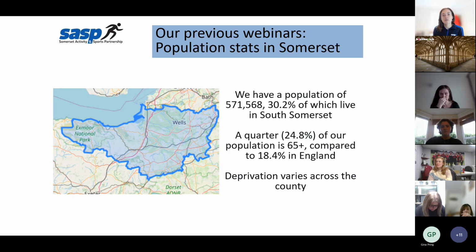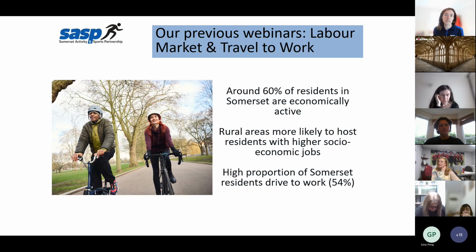Just a quick overview of what we've spoken about before. At previous webinars, we did one on population statistics. Here in Somerset, we've got over 500,000 people, around a third live in South Somerset. A quarter of our population is 65 plus, so quite a lot of people come to Somerset to retire. It's a lot higher than the average across England for that population. And we've got quite a mix of deprivation across the county.